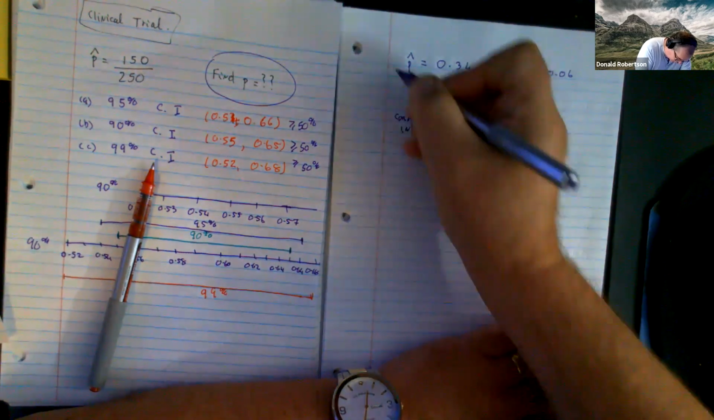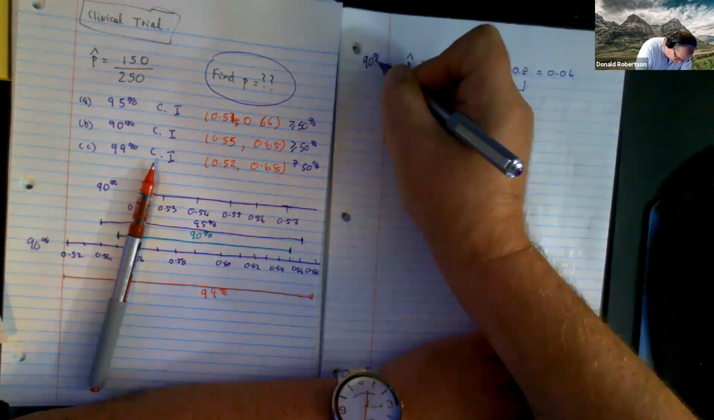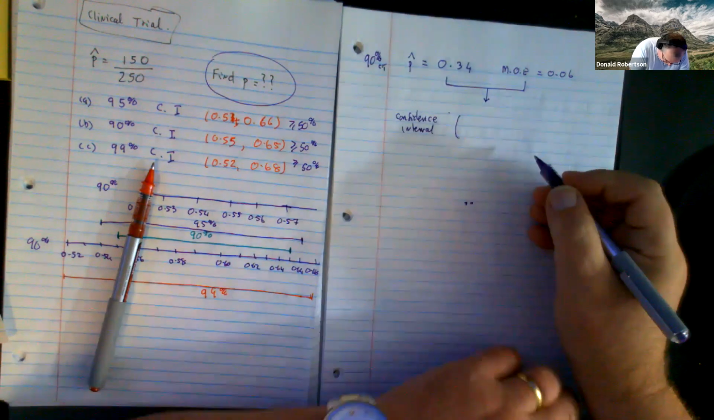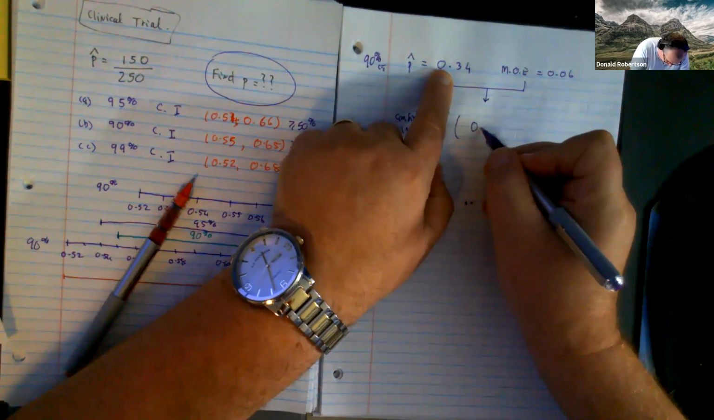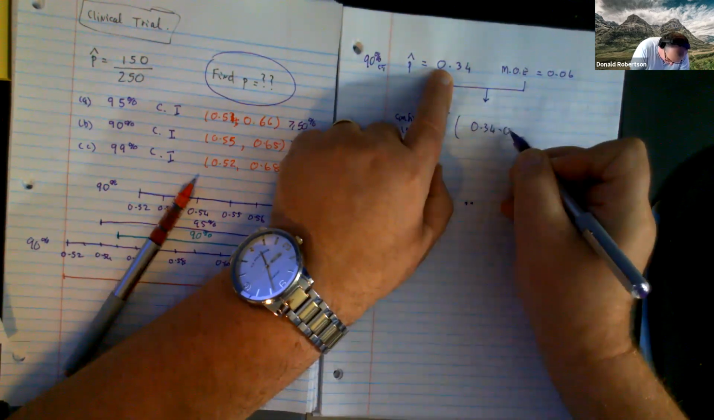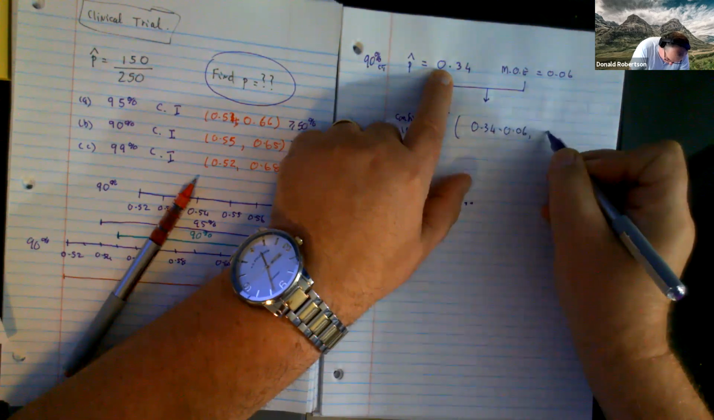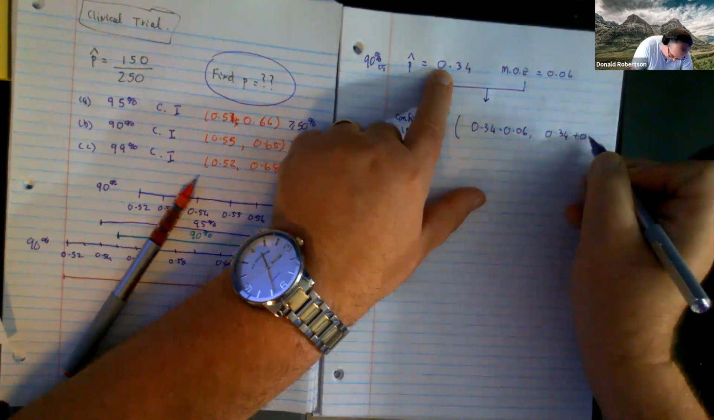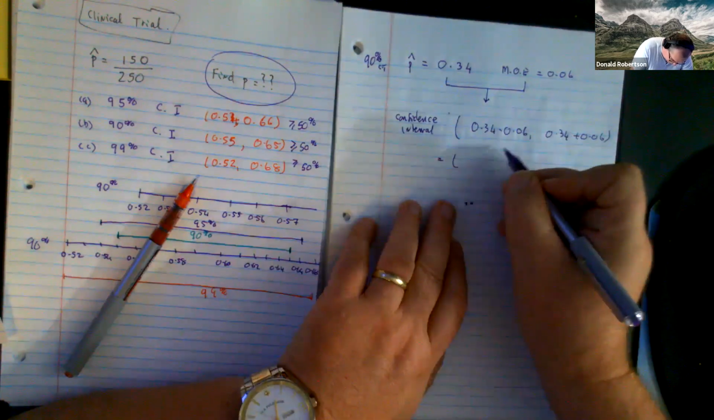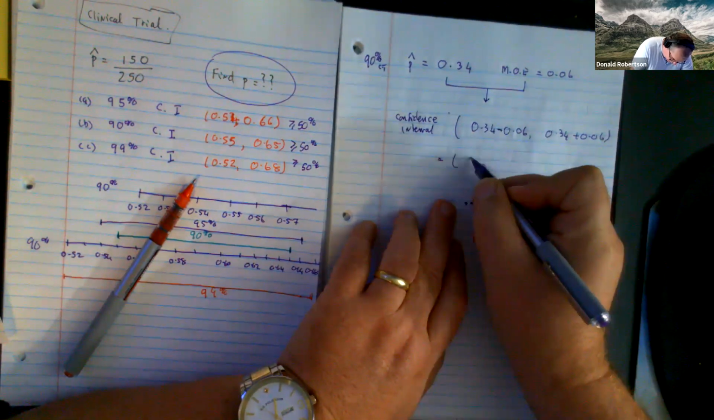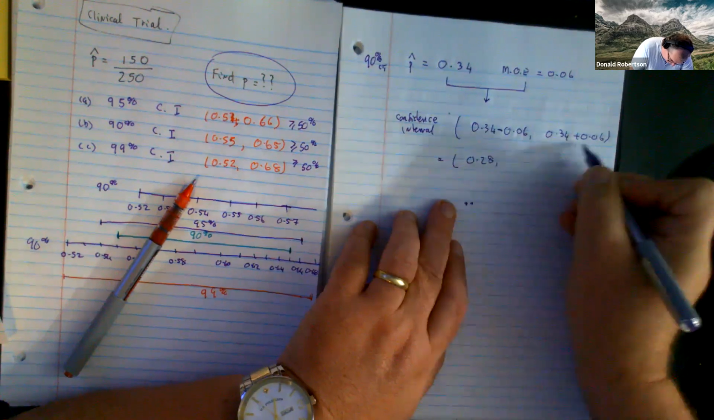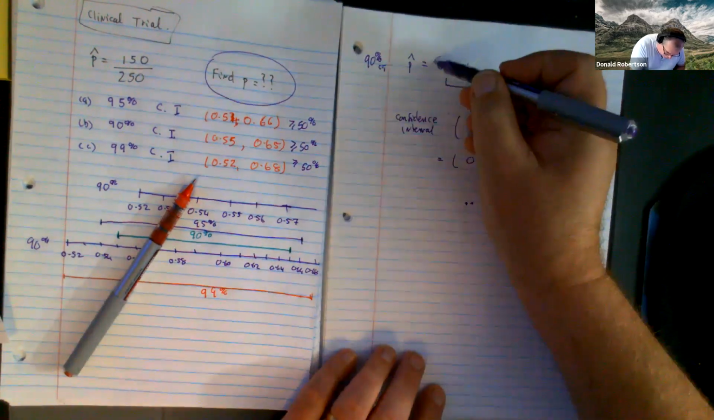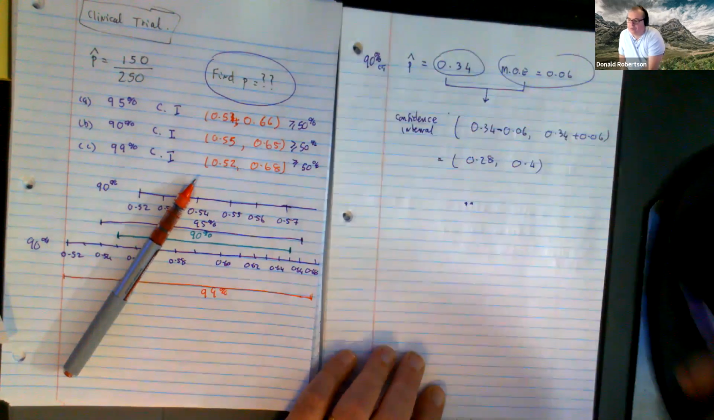And let's say that you're told this was a 90% confidence interval that this information came from. Then wouldn't you take the margin of error and subtract it from 0.06 and the margin of error and add it to 0.06? And that would become, well, if you take that away, 0.28, and if you add that, 0.4. So as long as you know these two numbers, can't you make a confidence interval?